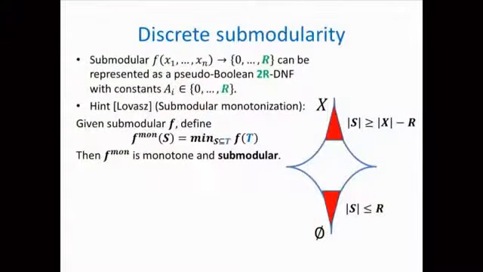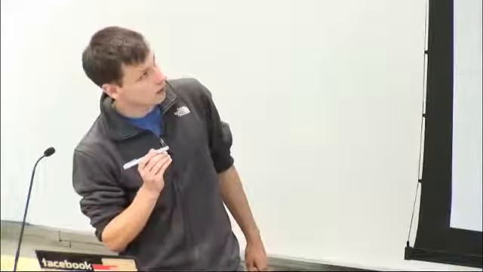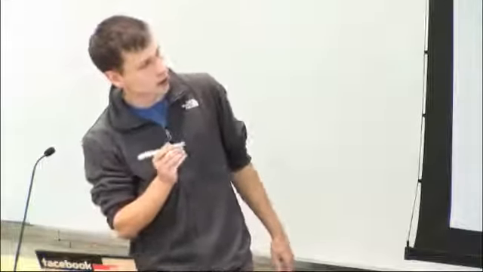Okay. For general submodular functions, I will just state the result and give some intuition for how to prove it. If you have a general submodular function which takes values from 0 to r, then you have to increase your width by a factor of 2. So it will be a 2r-DNF expression. It will no longer be monotone, but it still will have constants from the range 0 to r.